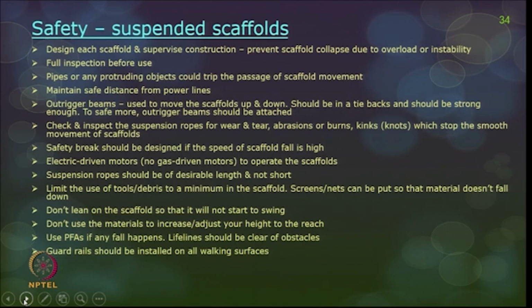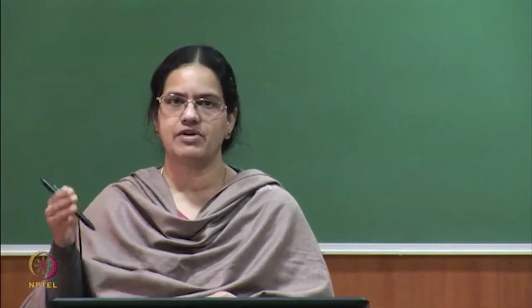And since these scaffolds are overhanging from the top support, any pipes or protrusions on the wall or the surface from where the scaffolds are hanging should all be avoided, and accordingly the scaffolds should be suspended. Okay, because it can cause a trip of the scaffold, or even a movement of the scaffold itself. And again, maintain a safe distance from the power lines.